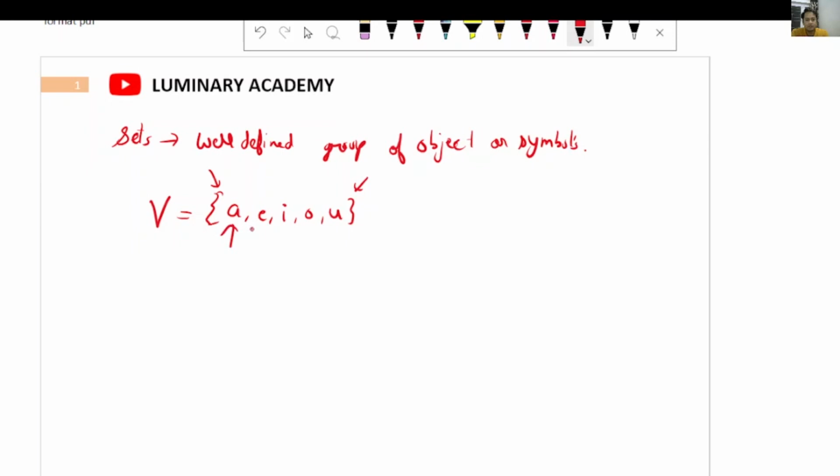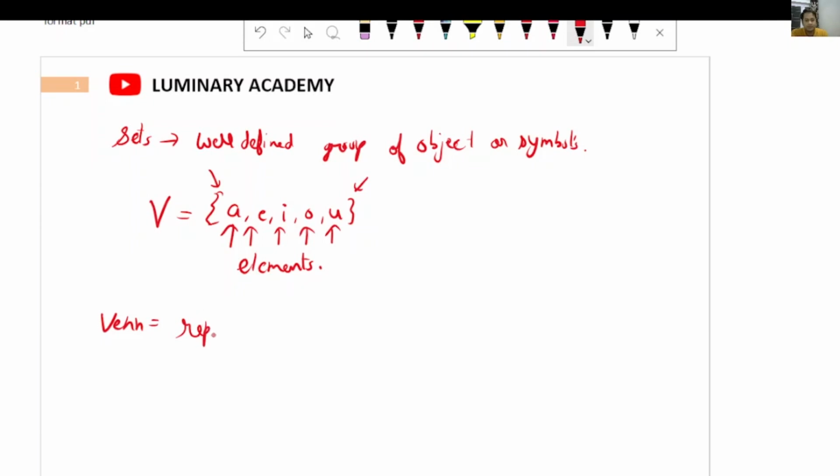The numbers or the symbols or the objects which are written inside the set are always separated by commas. All the objects in the set we call elements. So these all are elements of the set V, right? So this is a set.